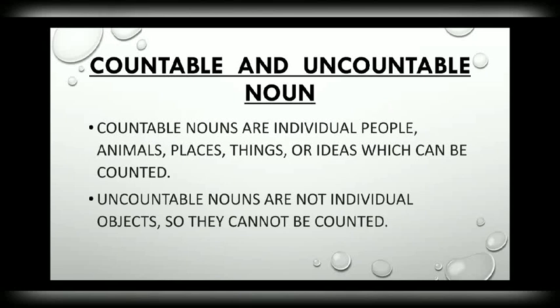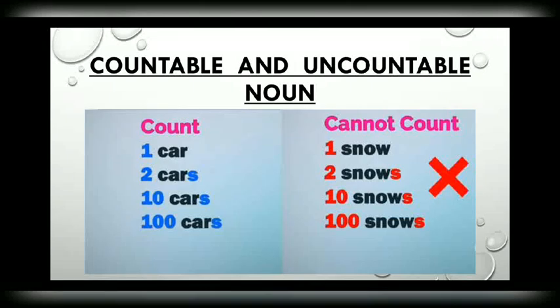So class, countable and uncountable. Countable nouns are individual people, animals, places, things or ideas which can be counted. Uncountable nouns are not individual objects, so they can't be counted. Write the definition of countable and uncountable nouns in your notebook. This is the difference between countable and uncountable nouns.